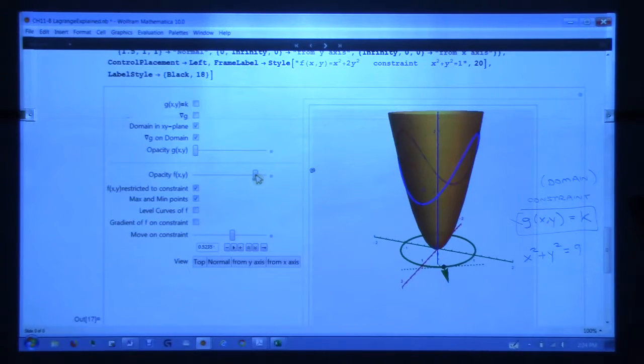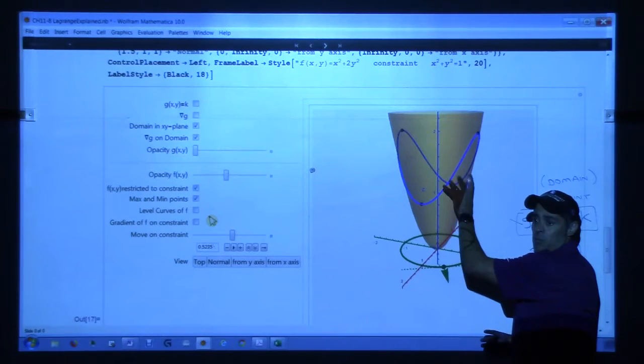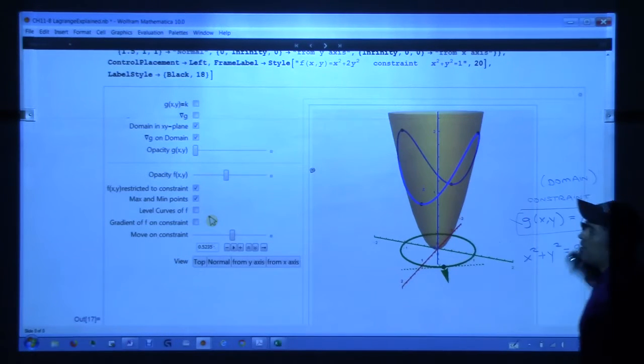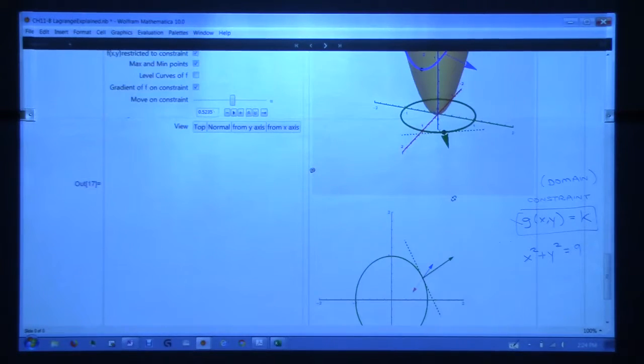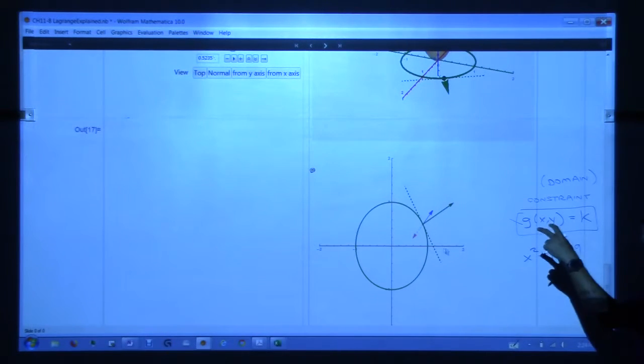I'm going to pull the surface out a little bit. You see our maxes? Here's our two maxes. Here's our two mins. Right? Now, let's take a look at the gradient of this surface, the one that we're interested in. Right? Let's take a look at the gradient vector of that one. So you see the gradient vector there? I'm going to show you that. See it down here? That's top view.